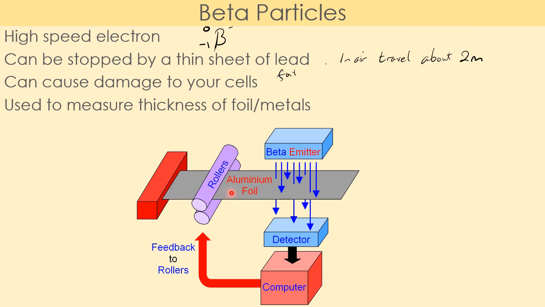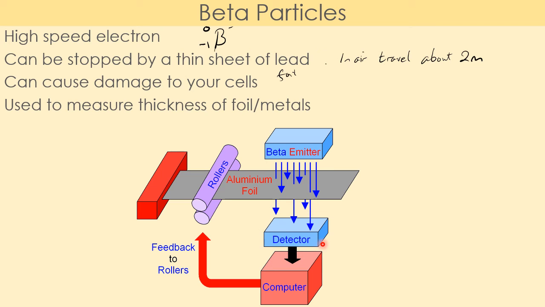So it does make it a bit thicker. If not enough of them go through, there's not many detected here, the computer says, there's not enough. It tells the rollers, you're making it too thick, you need to make it thinner. So we get a nice feedback system, and that controls the thickness of the foil.